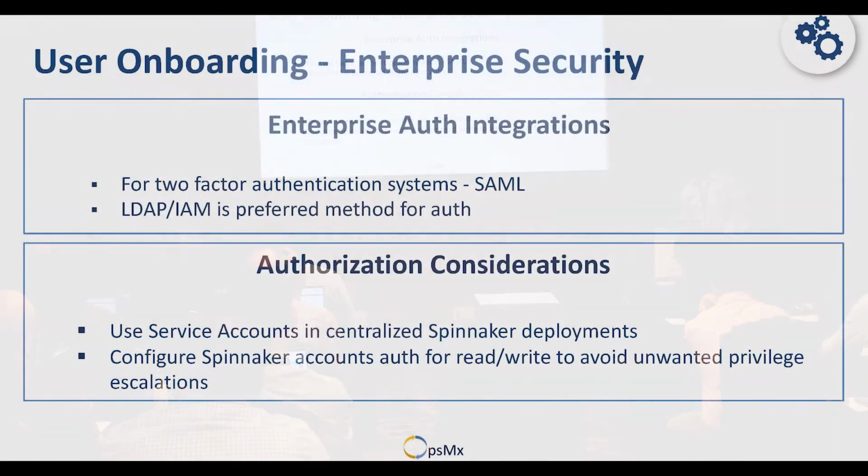And in the user onboarding, again, the security integrations. There are many different types. Spinnaker supports a large number of the variations. Enterprises mostly have LDAP-based Active Directory stuff. And they also have two-factor authentication. Some of the enterprises integrate with identity access management of AWS. So Spinnaker has a lot of different capabilities for those.